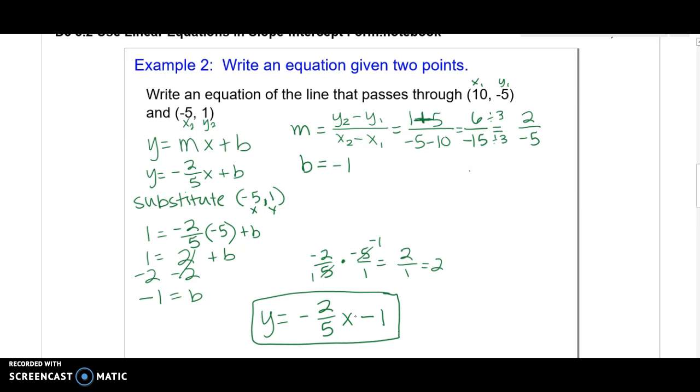Notice how my y and my x are no longer negative 5 and 1. We want to make sure that we take those back and put them into y and x. Those are not normally substituted in our equation. So we need to keep it in that y equals mx plus b form.